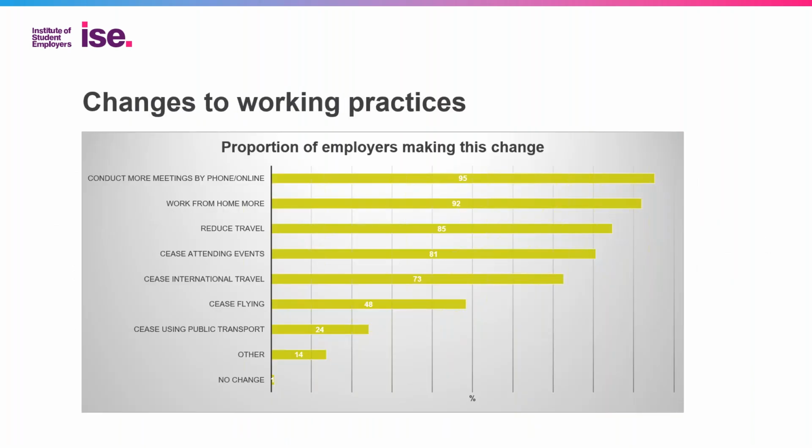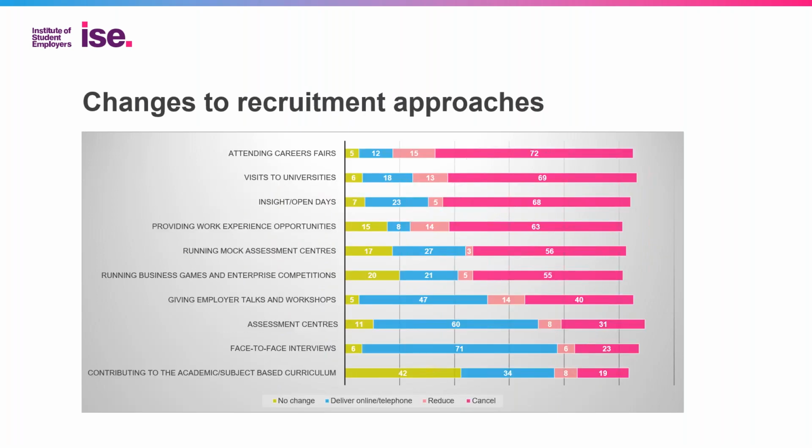But let's start with some of our data from our employer survey. What we're seeing is employers are changing the way that they're working quite substantially. This was before the lockdown, but even before the lockdown had happened, we'd seen most people starting to shift their staff to home, to conduct meetings online, to stop traveling, and so on.